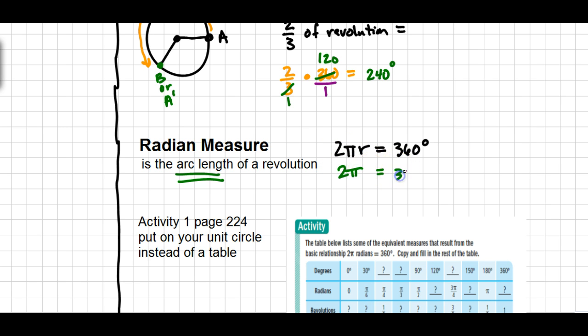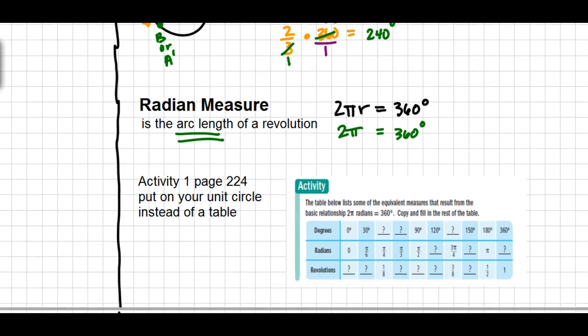So going around the circle in degrees would be 360. Going around the circle in radians, or in a length version, you'd be using 2 pi. So 2 pi radians is another way that we're going to talk about moving or maneuvering around the circle.